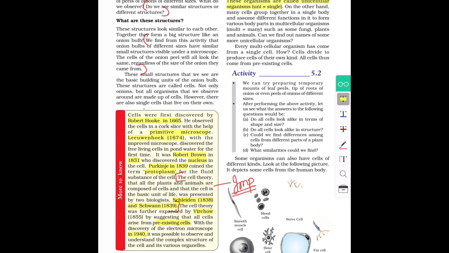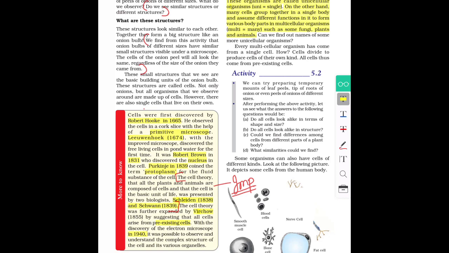On the other hand, many cells group together in a single body and assume different functions in it to form various body parts in multicellular organisms. Multi means many, such as fungi, plants and animals.